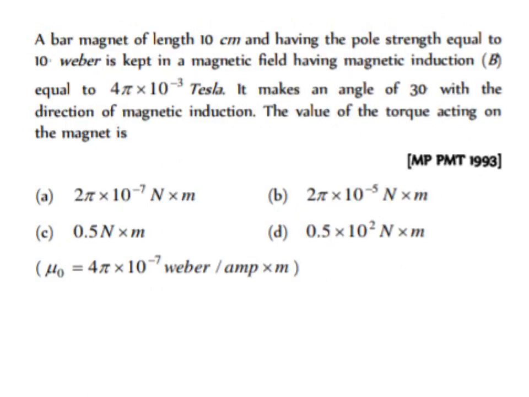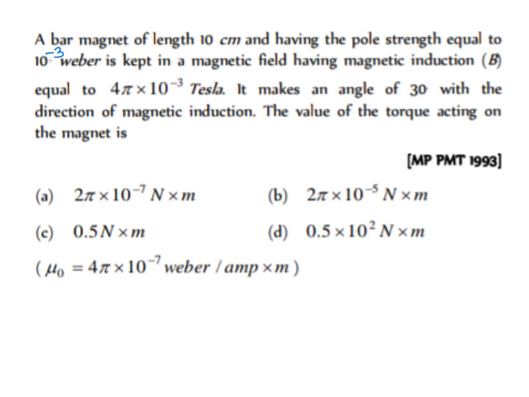Okay. Next problem. A bar magnet of length 10 centimeter and having pole strength equal to 10 to the power of minus 3 Weber is kept in a magnetic field having the magnetic induction equal to 4 pi into 10 to the power of minus 3 Tesla. If it makes an angle of 30 degree with the direction of the magnetic induction, find the value of the torque acting on the magnet.